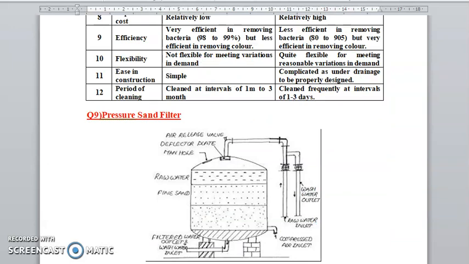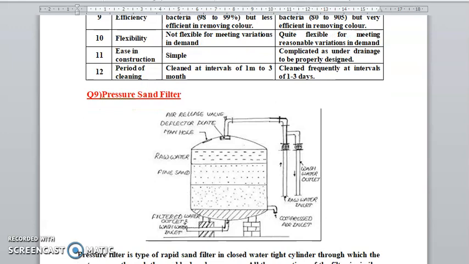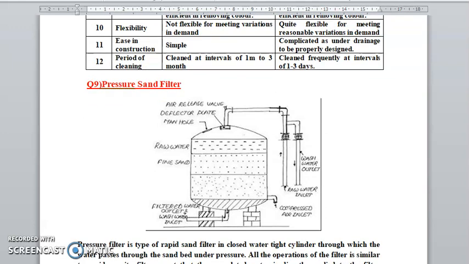Pressure sand filter. In this drawing we can see the pressure sand filter: raw water, fine sand, filter sand, and gravels. Here are the air valve, manhole and wash water outlet. This is the pressure sand filter.